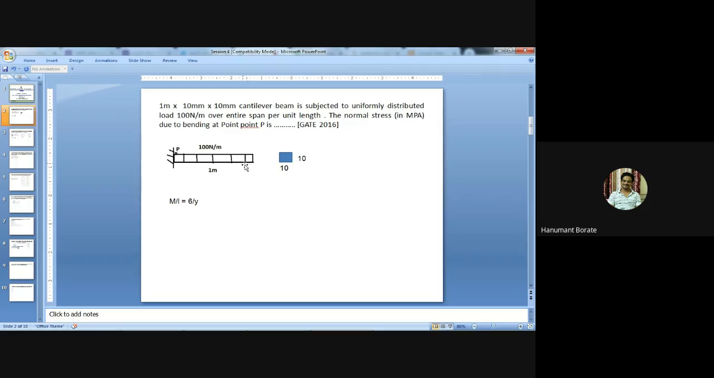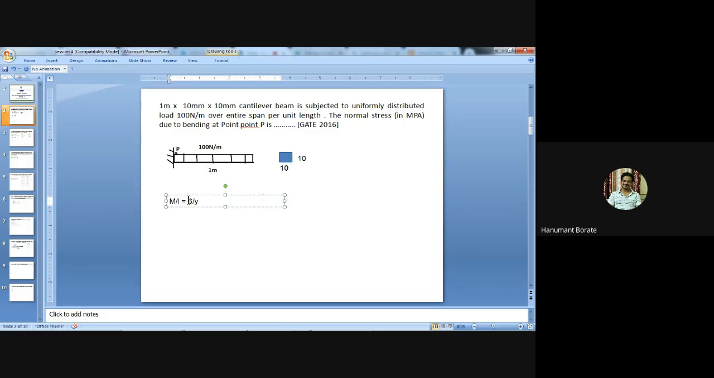So here you can see a cantilever beam is given. Actually, the diagram is not given. We need to convert the statement into a diagram. So a cantilever beam is given, with a uniformly distributed load over the entire span of the beam. The length of the beam, 1 meter, is given. The cross section of the beam is square. And we need to find out that point P is at the upper fiber. So we need to find out the bending stress at the upper fiber.